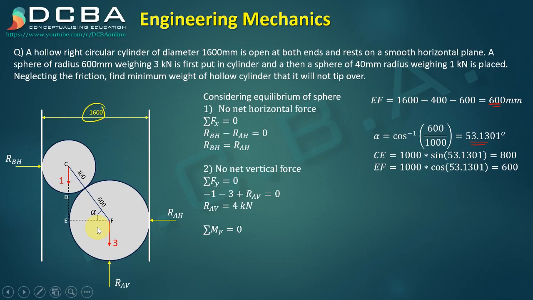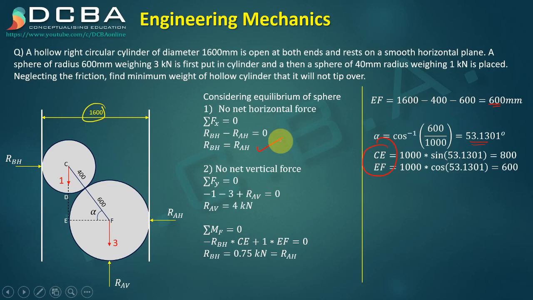We take moment at that point equal to 0. Now here we will be using the distances that we found, CE and EF. You see, negative RBH into CE, because it is going to cause a clockwise moment, minus RBH into CE plus 1 into EF has to be equal to 0. CE and EF I already know, so I can find RBH. Once I find RBH, RBH is equal to RAH, so RAH also I find, right?